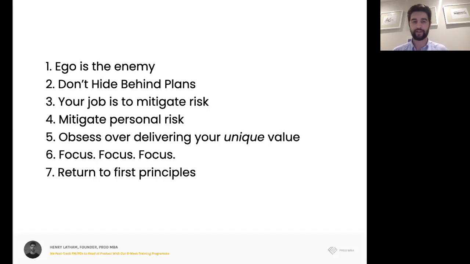And finally, return to first principles. So really give yourself the space and trigger that sort of thinking of what do people objectively want? Why do these things exist? What beliefs are there existing? Do they make sense?